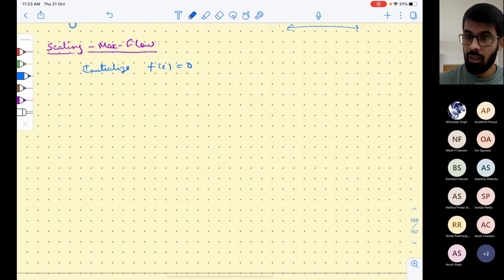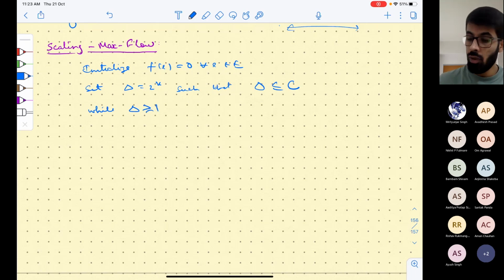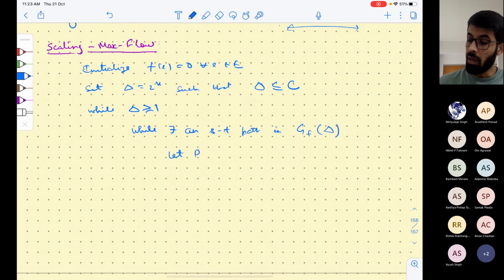Initialize f equal to 0 initially, for all e belonging to E. And then set delta equal to 2 to the k, such that delta is still less than or equal to C. And now, while delta is at least 1, what do we do? While there exists an s-t path in G_f(delta), so we start with the large delta, let P be such a path, a simple s-t path in G_f(delta).